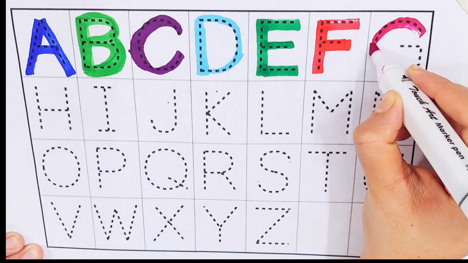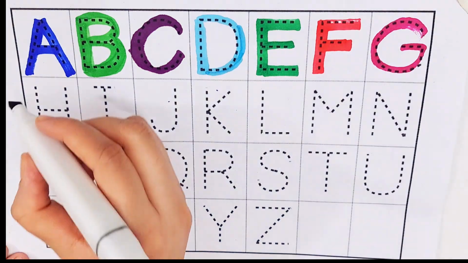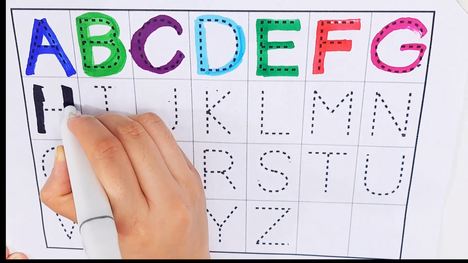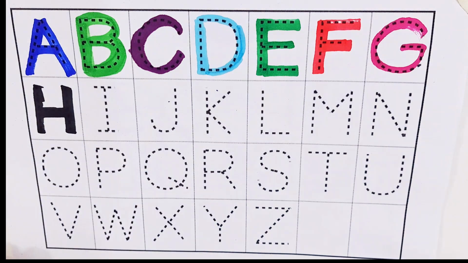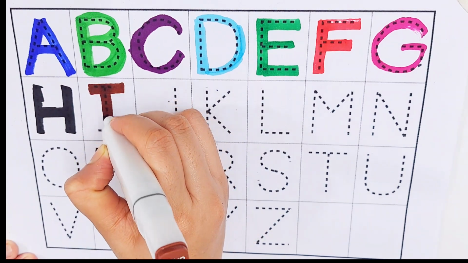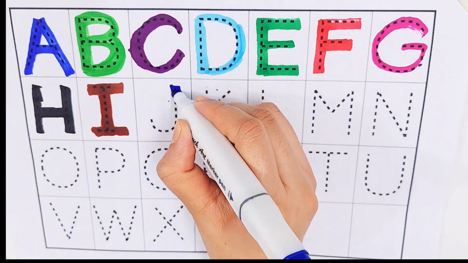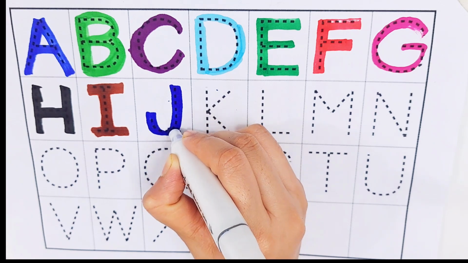G for grapes. H for house. I for iron. J for jam.